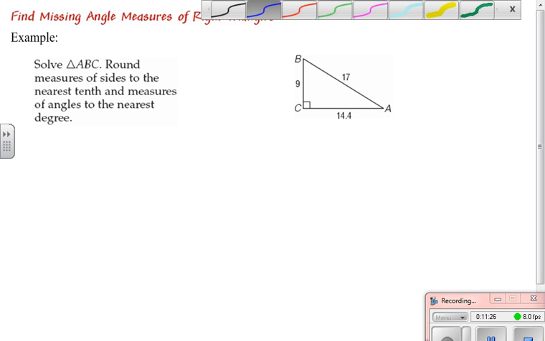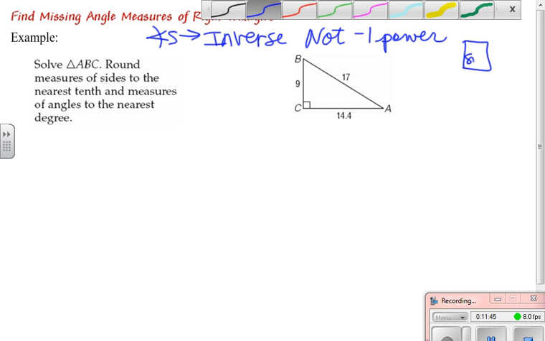Find the missing pieces again. So here we need to find the angles. And to find the angles, we need to use the inverse function. It's not a -1 power. There is actually a button on your calculator, usually right above the sine or the cosine, and it looks like that. On some of your calculators, it's going to be called the arc sine. Those are the buttons you want to use.